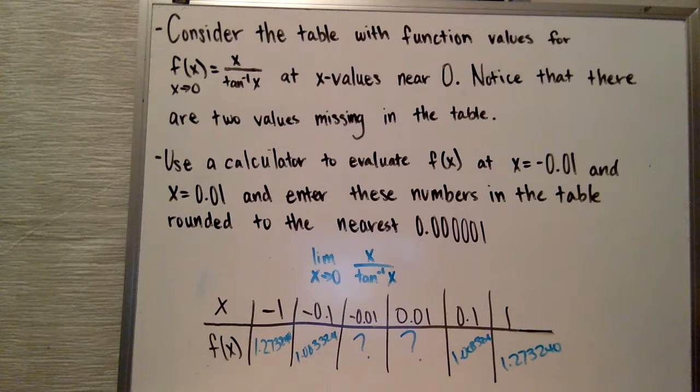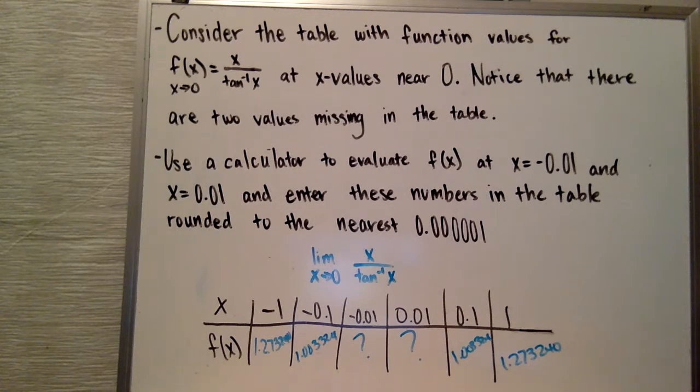So first you're going to complete the table, and you should get 1.0000033 for both of these. With the table complete, you can see that the values of f of x as x approaches 0 from the left are closing in on 1, and the values of f of x as x approaches 0 from the right are also closing in on 1, so the limit as x approaches 0 in this case would be 1.